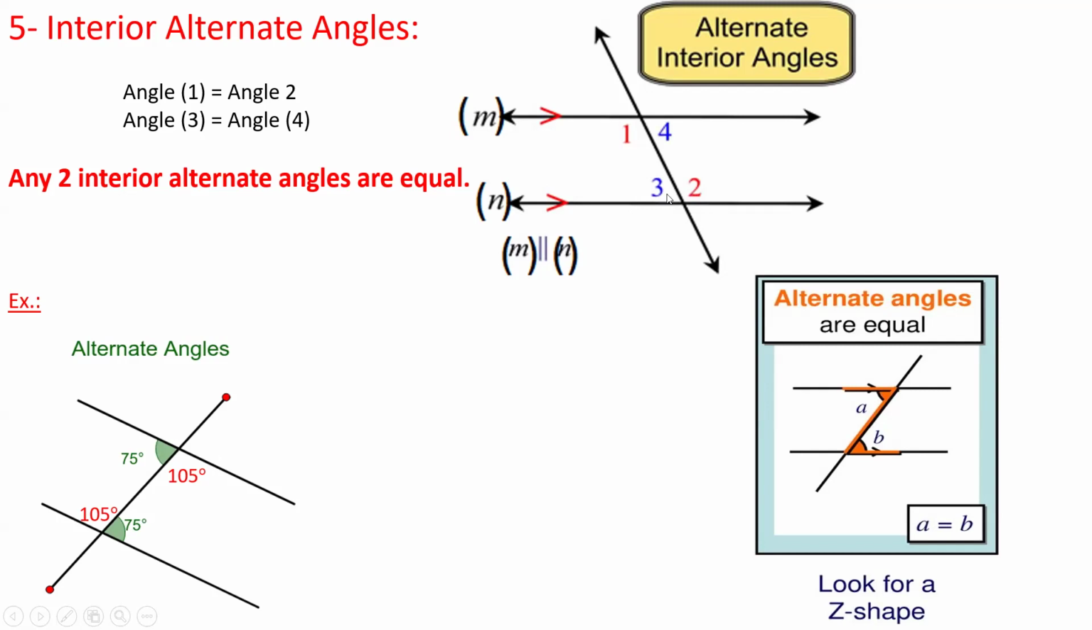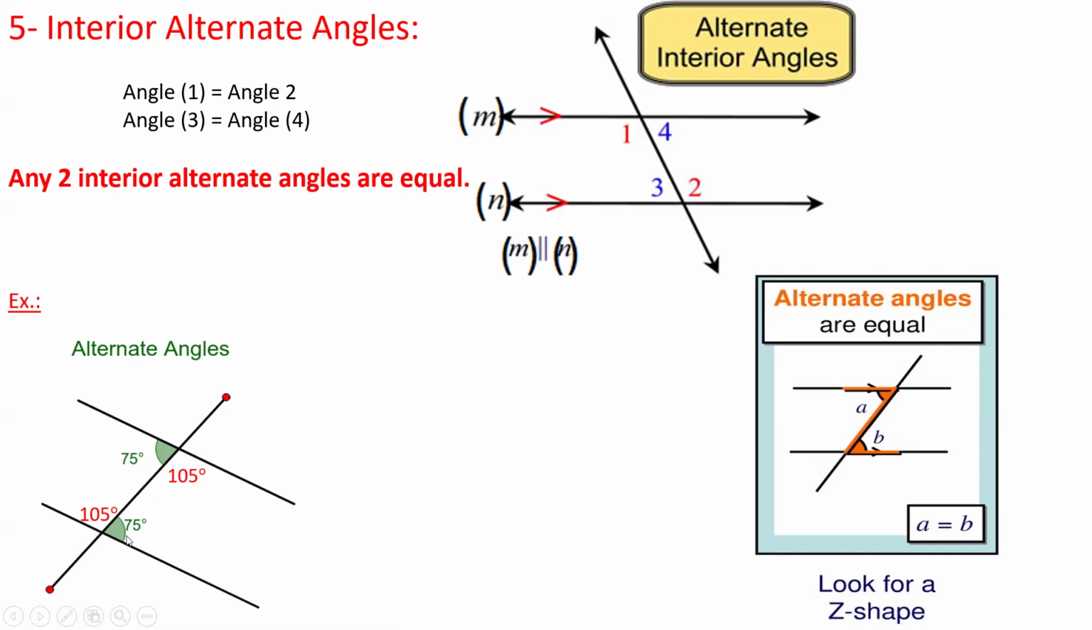So the sum of 2 and 3 is 180 degrees. The sum of 1 and 4 is 180 degrees. So always any two interior alternate angles are equal. So 1 and 2 are interior alternate, 3 and 4 are interior alternate. Let's take an example. If this angle is equal to 75, so also this will be 75 since these two angles are interior alternate angles.